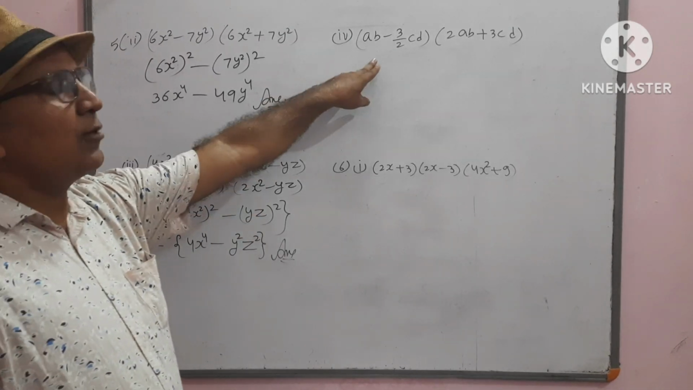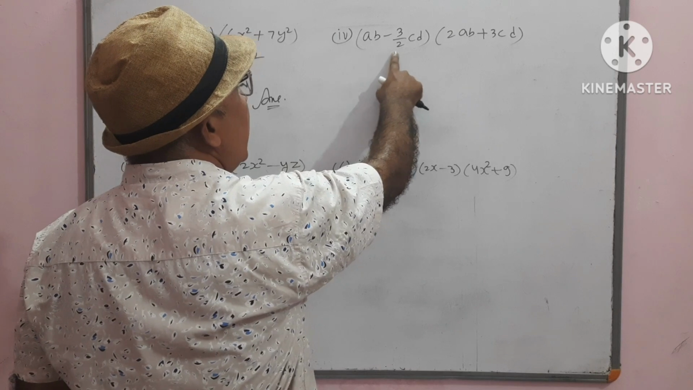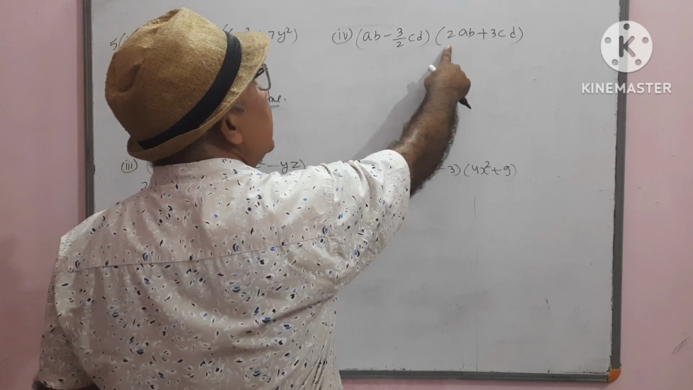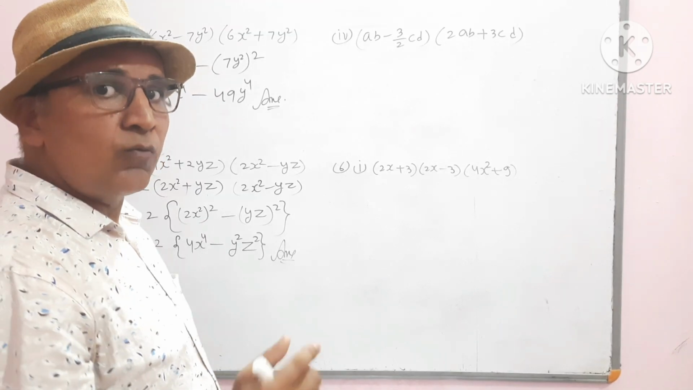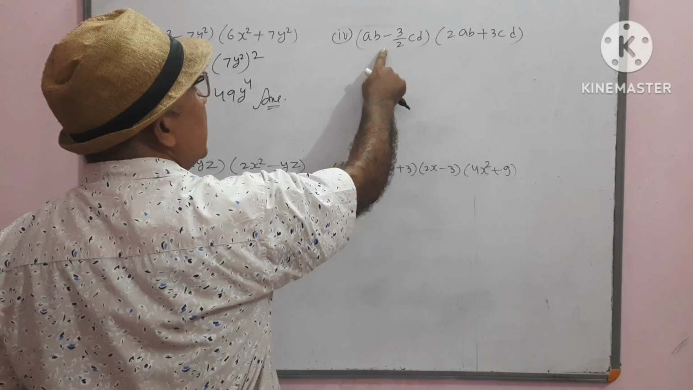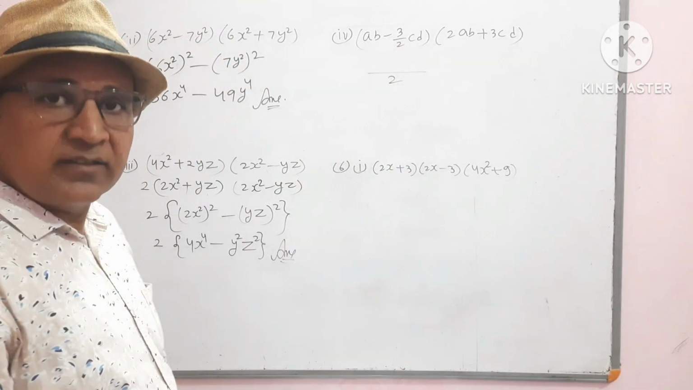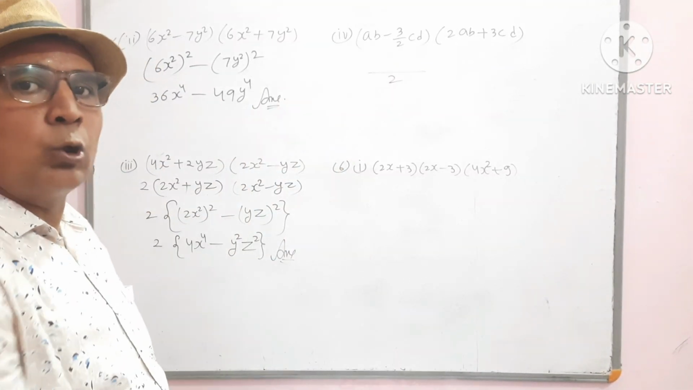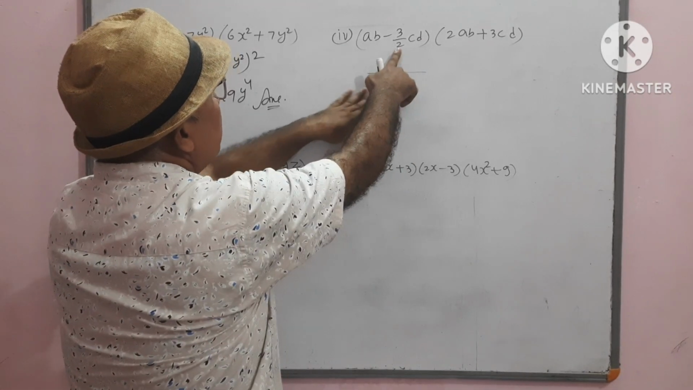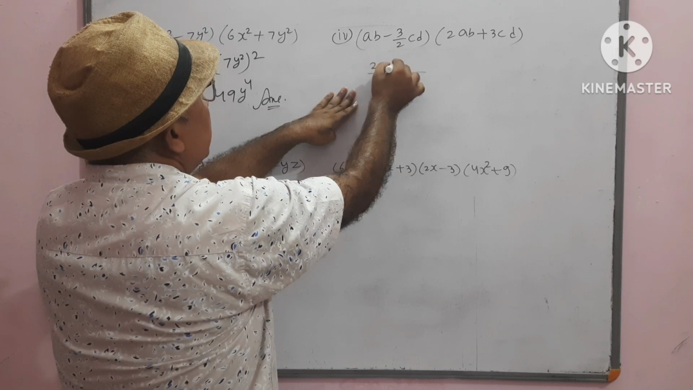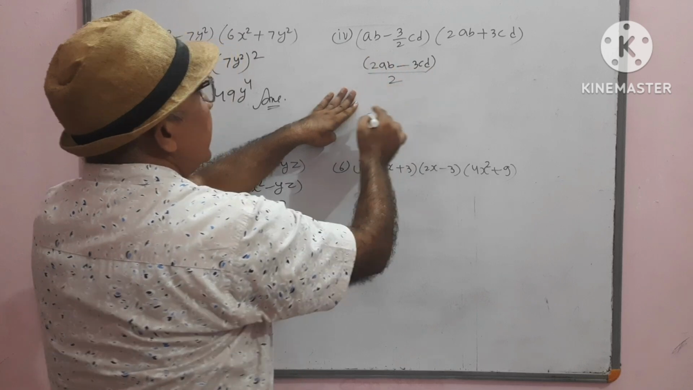The same process we are going to do here also, but see how. Here it is AB minus 3 by 2 CD. Here it is 2AB plus 3 CD. Again both are looking different. So what will we do? First here we will take 2 LCM. Either take 2 LCM, otherwise take 1 by 2 common, but it will be easy for you if you take 2 LCM. Then 2 will be multiplied by AB. This will be 2AB minus, here you will get 3CD.